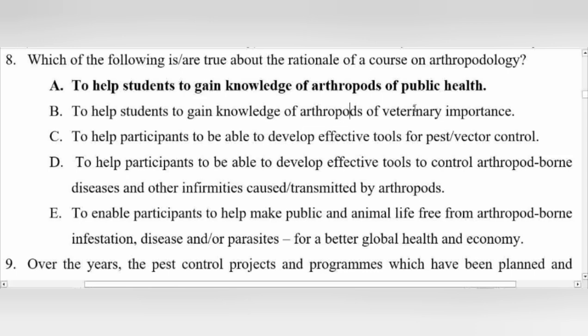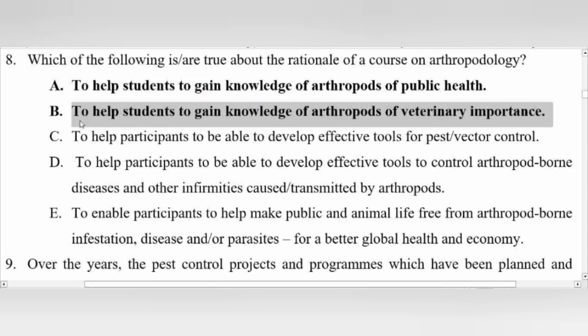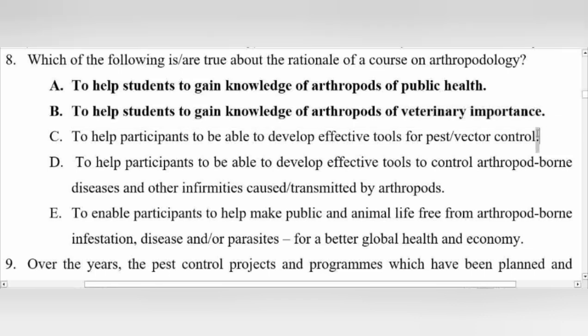So yes, at the end of the day, people should be knowledgeable on arthropods of public health importance, for example, assuming it is public health anthropology, or sometimes even when you are doing general anthropology, you'll still be able to gain knowledge of arthropods of public health importance. And then the B is to help students gain knowledge of arthropods of veterinary importance. Yes, so it's not only public health that arthropods have impact in, veterinary science too. Arthropods are important, so you gain knowledge there too.